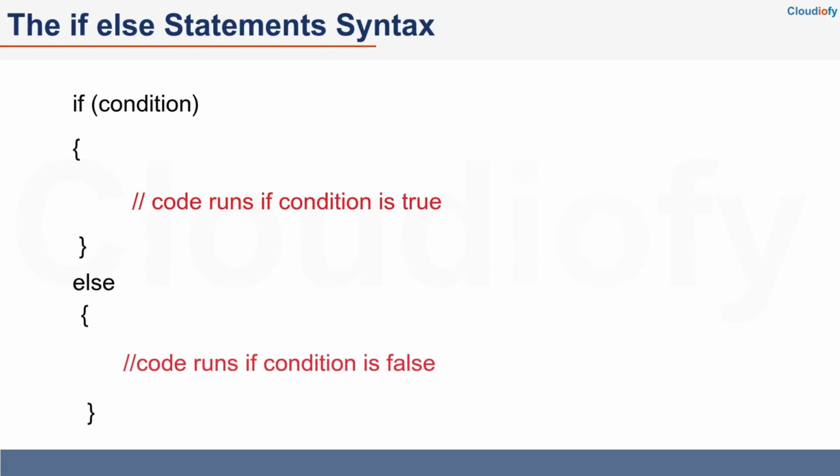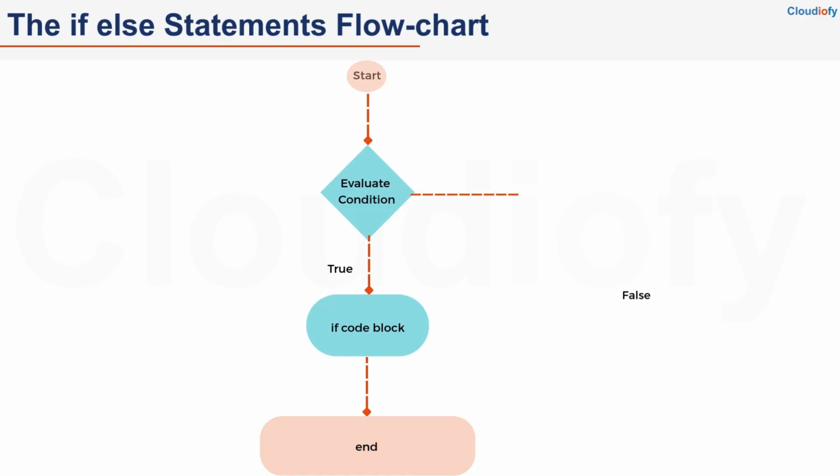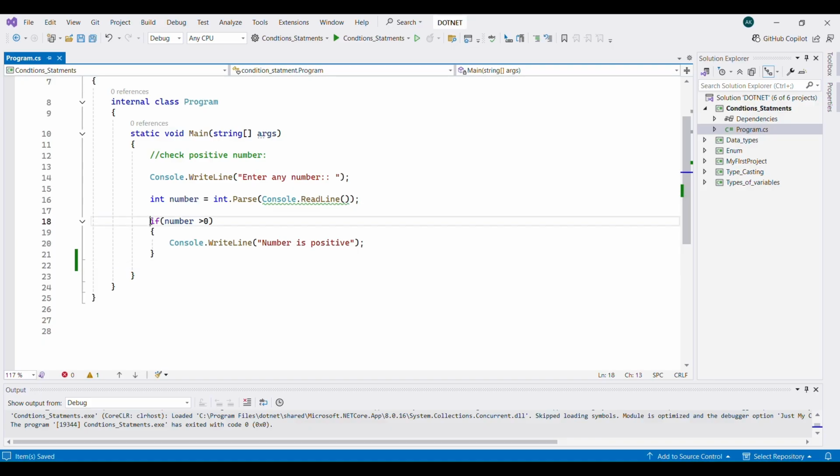Here's the syntax. We start with if, followed by the condition in brackets. If that fails, we write else, and inside its curly braces, we add the alternate code. Let's look at the flowchart. We evaluate the condition. If it's true, we go into the if block. If it's false, the program moves to the else block instead. Now check out this code example.